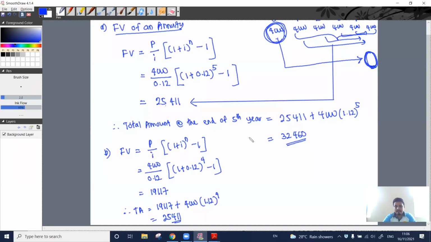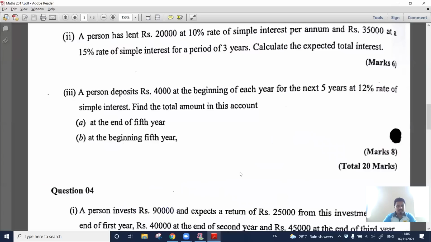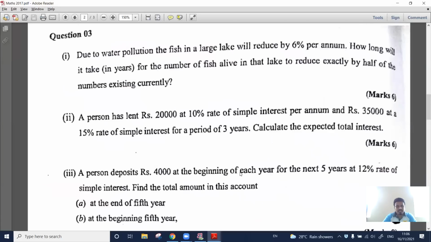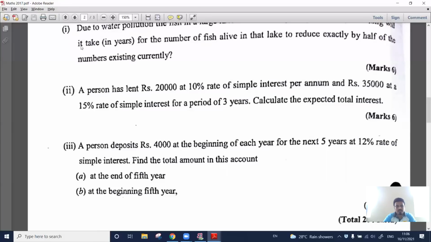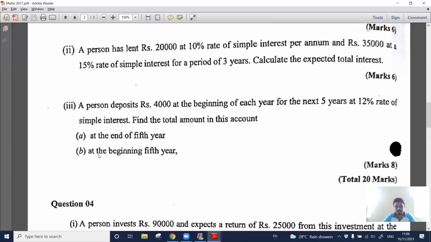Right. Okay, so that is question number 3. You can allocate the marks accordingly. For part 1, 6 marks, part 2, 6 marks, part 3, altogether 8 marks.